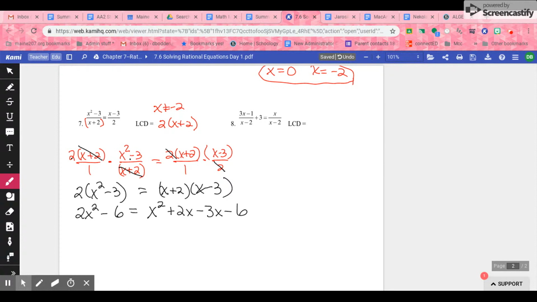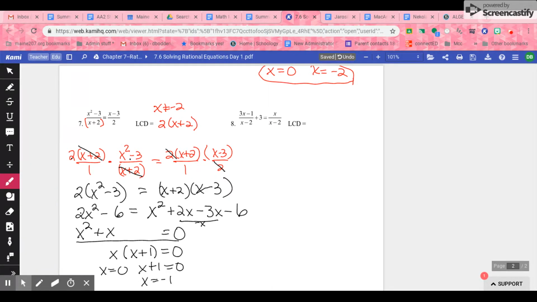Again, I have a quadratic, so I want to get everything equal to 0. So subtract x squared. Right here, that is a negative x, so I'm going to add x to both sides. Add 6 to both sides. That makes that go away. So I'm left with x squared plus x equals 0. Factor out an x. Set each factor equal to 0 and solve. So x equals 0 and negative 1.